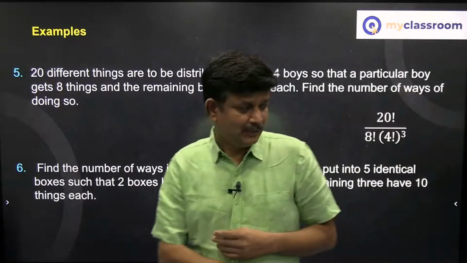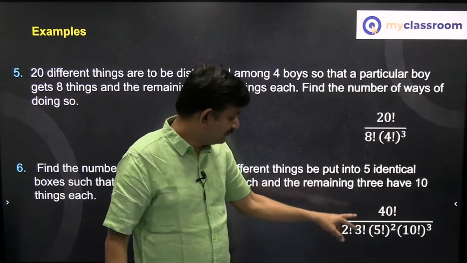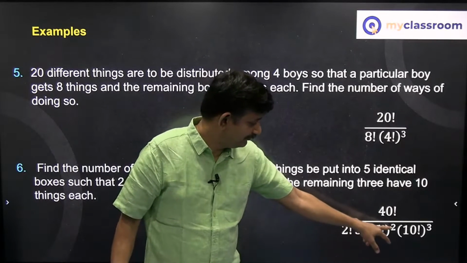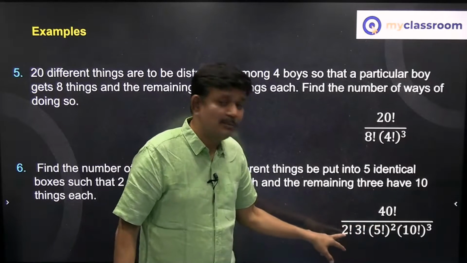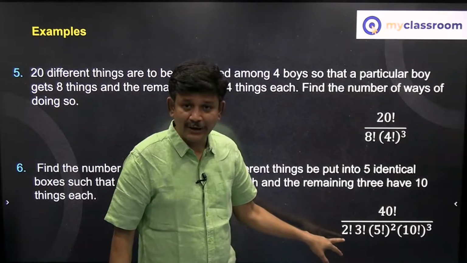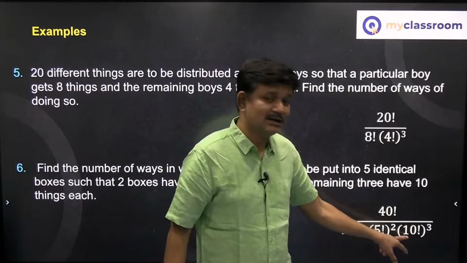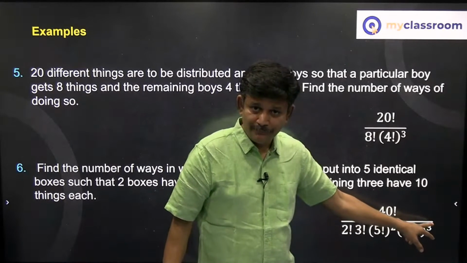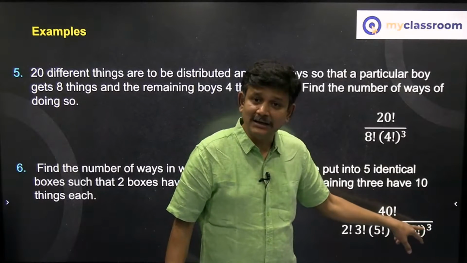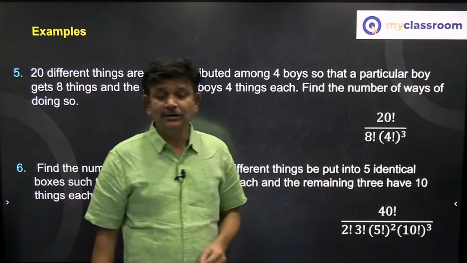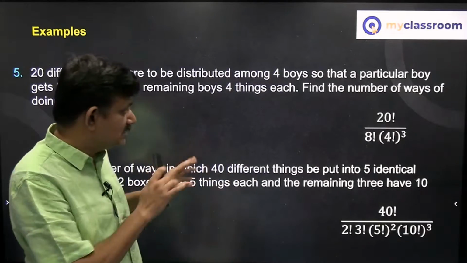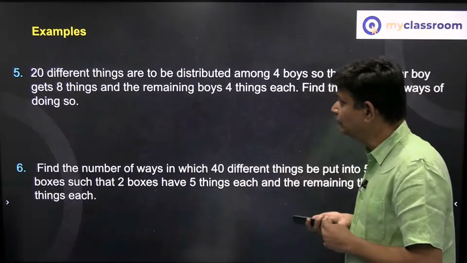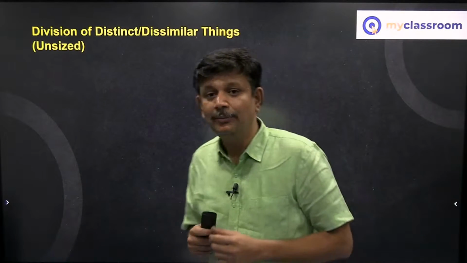40 factorial is the total number, divided by 5 factorial whole square, as 2 boxes contain 5 elements each, and order among the 2 will not be important, so we have a 2 factorial here. The remaining 3 boxes contain 10 things each, so 10 factorial whole cube, and these are 3 identical boxes, so 3 factorial you have to use. This is how you distribute distinct things among identical or different boxes.